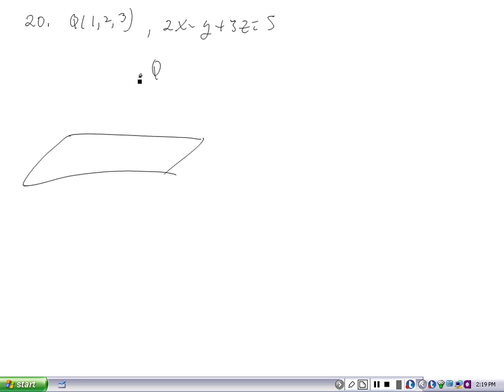Number 20. Find the distance between the point, I'm going to call this point Q, 1, 2, 3, and the plane that's given by 2x minus y plus 3z equals 5. So what we have theoretically is a point Q there, and then we have a plane. I think I'll just start by drawing the plane first.